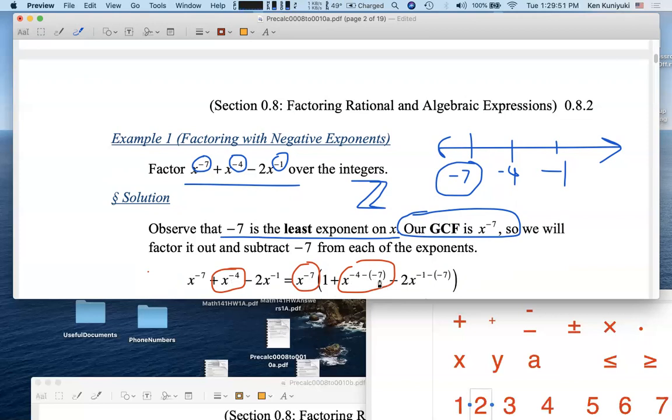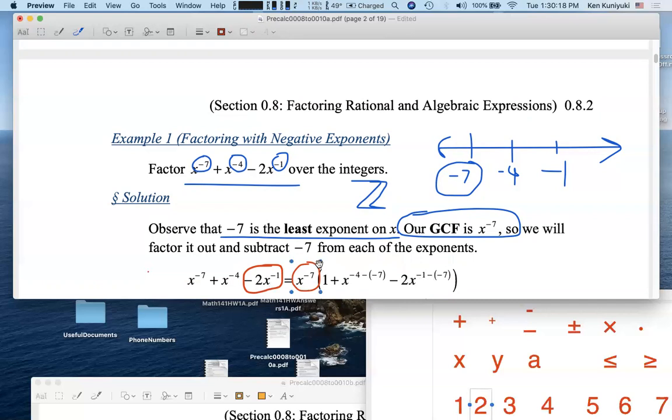And then for the last term, we have negative 2x to the negative 1. When we divide that by x to the negative 7, we keep the negative 2. When we divide powers of x, we do what with the exponents? Again, we subtract. We have x to the negative 1 minus, or take away, the negative 7.